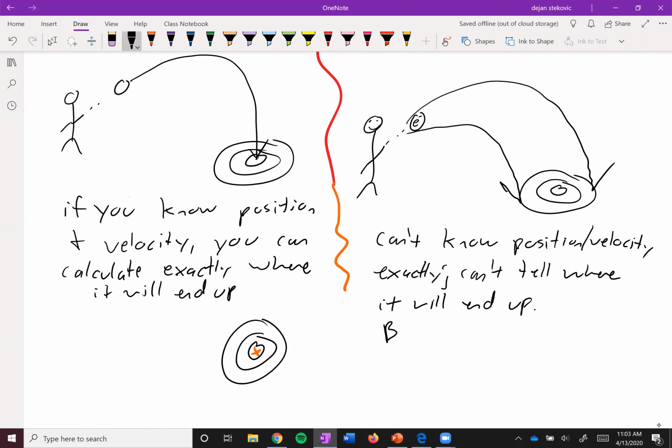But our uncertainty is not infinite. We do have some level of certainty. We know approximately the area it's at, and we know approximately its velocity. So we can't tell you where exactly it will end up, but we can tell you where it probably will be.